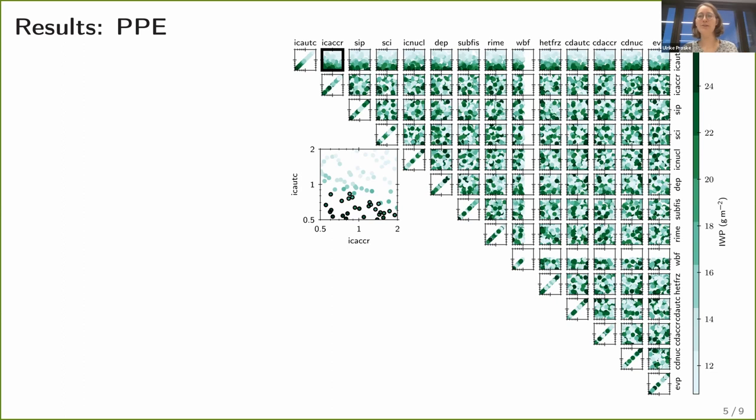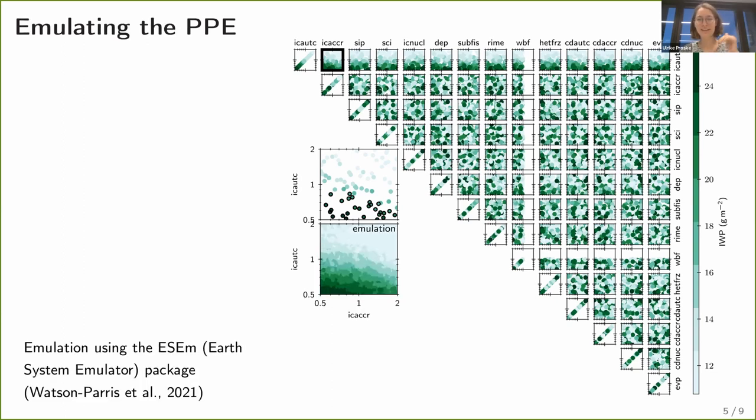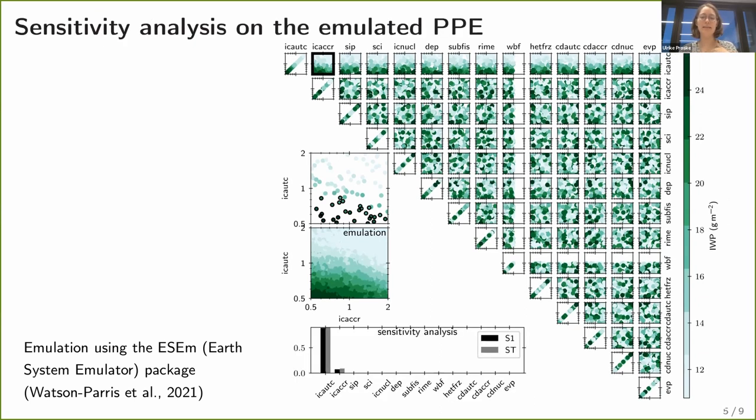And so apart from just looking at these plots, we can also quantify this. For that we emulate what this response surface looks like and sample more samples than the 100 we actually ran from it. And then the sensitivity analysis confirms what we already saw visually. So ice crystal order conversion is the most important parameter for ice water path in this case.